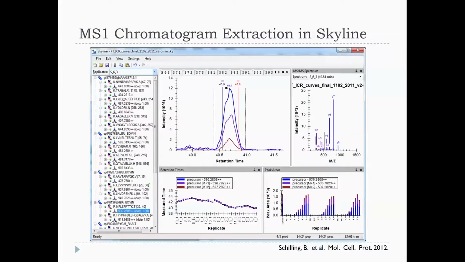Okay, so this is just to orient you to a set of graphs. Most of you, or a lot of you, came to the morning session. We saw this graph before. So this is the whole Skyline UI. You've seen the retention time graphs. You've seen the peak area graphs. And those are these 2 summary graphs.